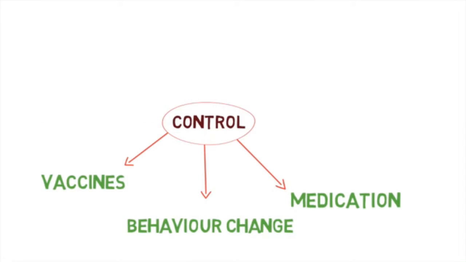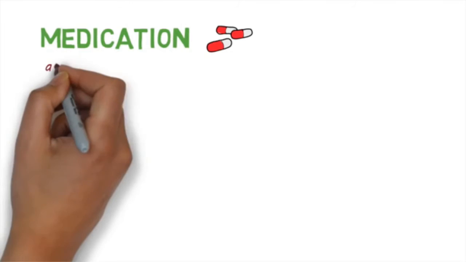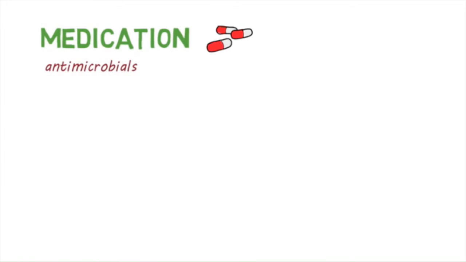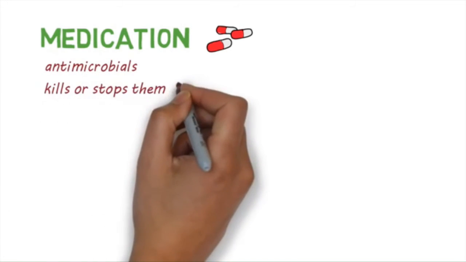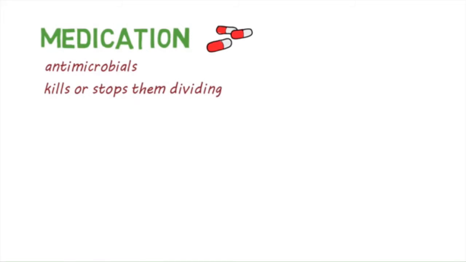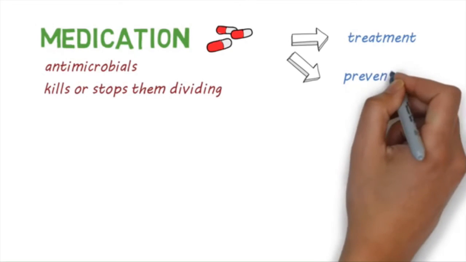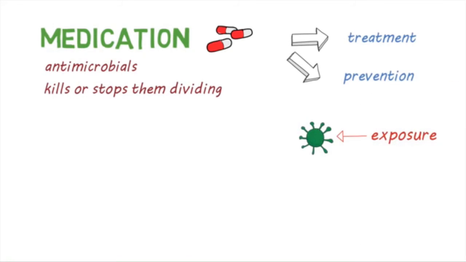Medication has been one of the mainstays of managing infectious diseases. Antimicrobial medications work by either killing the microorganisms or inhibiting their replication. They're not only used in treating diseases, but in some situations can also be used to prevent infections before or after being exposed to a disease.